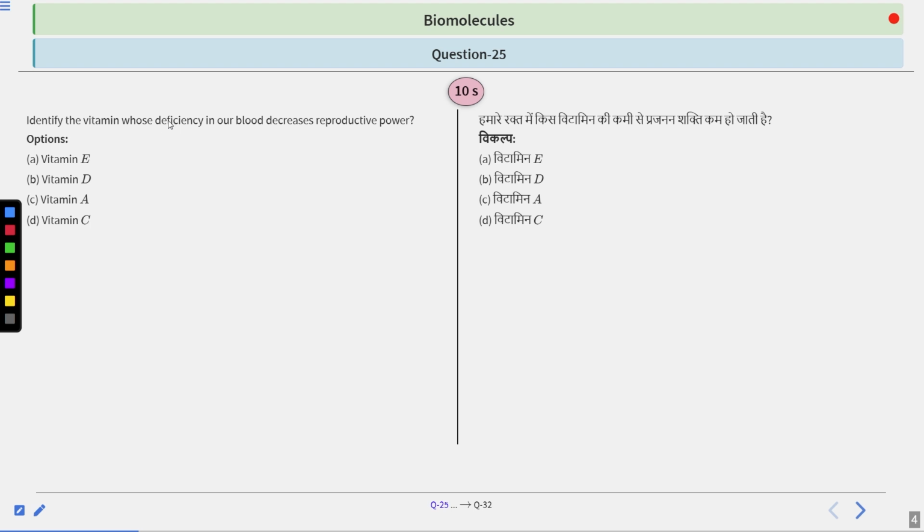Identify the vitamin whose deficiency in our blood decreases reproductive power. So the question says that we have to identify the vitamin from the given options, the deficiency of which in our blood decreases the reproductive power in humans. Options are vitamin E, vitamin D, vitamin A, or vitamin C. You have some time to think about this question. After that, we will see the answer.